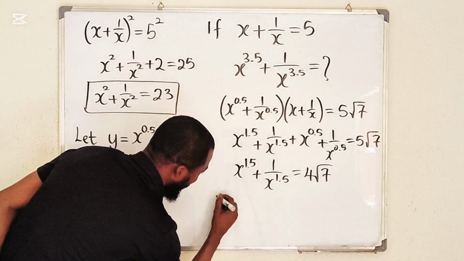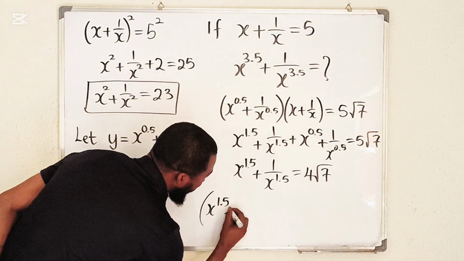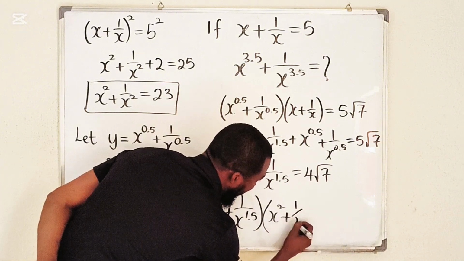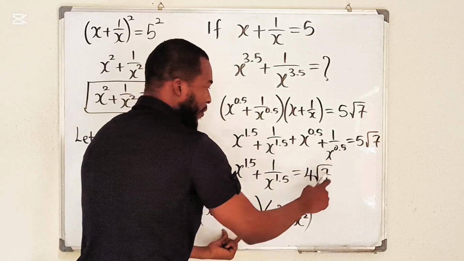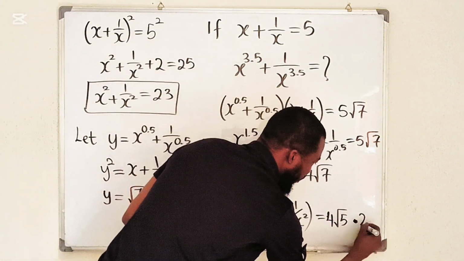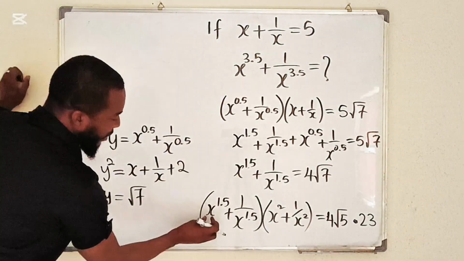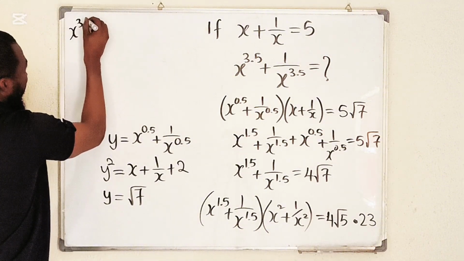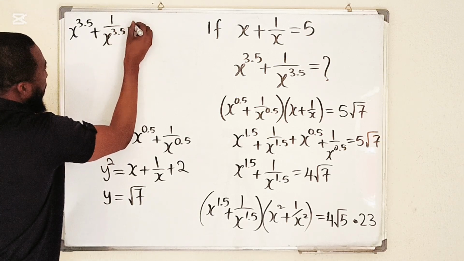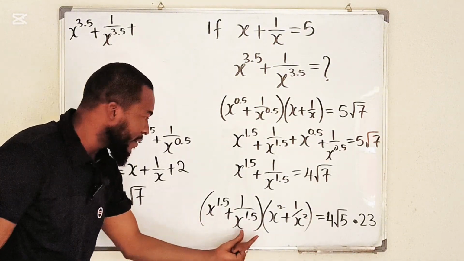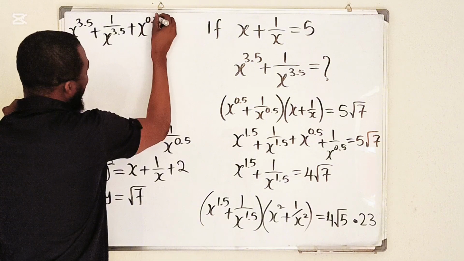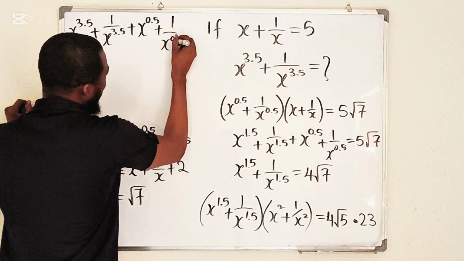So now I would like to multiply x raised to the power of 1.5 plus 1 divided by x raised to the power of 1.5 by x squared plus 1 divided by x squared. And remember, this is what? 4 root 7. And what is this? This is 23 multiplied by 23. This time this will give us x raised to the power of 3.5. Then I can take this times that, it will give us 1 divided by x raised to the power of 3.5. Plus, what do we have next? I can take this and multiply by this. It will be 2 minus 1.5, which is 0.5, right? So this is x raised to the power of 0.5 plus the next one will be 1 divided by x raised to the power of 0.5.